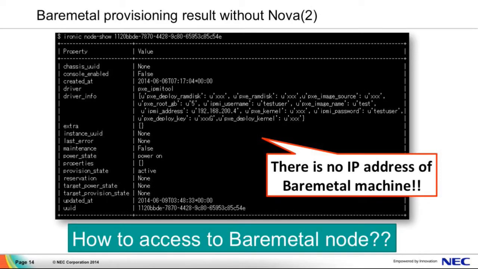as you can see, we cannot know the IP address of the bare metal node. So we have to connect a display to each bare metal node directly in order to check the IP address. It's so ridiculous, isn't it? Unless we know the IP address, we cannot access the bare metal node, and we cannot manage bare metal nodes.